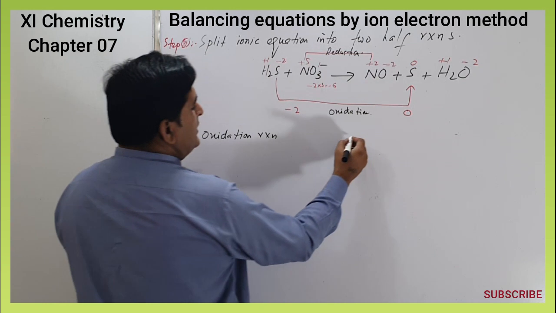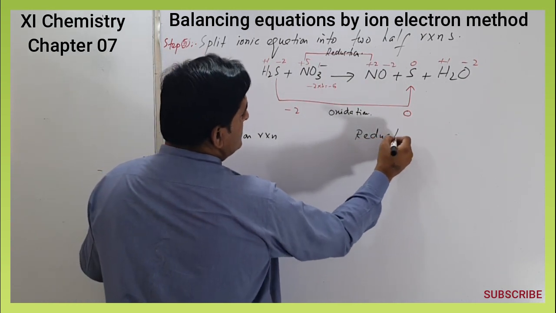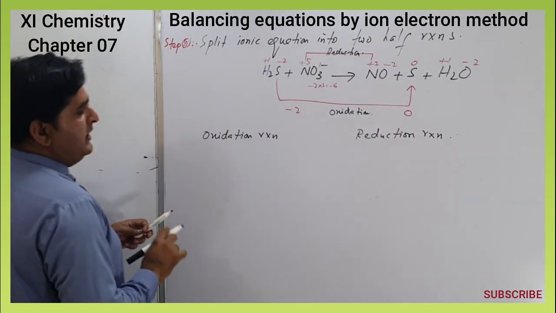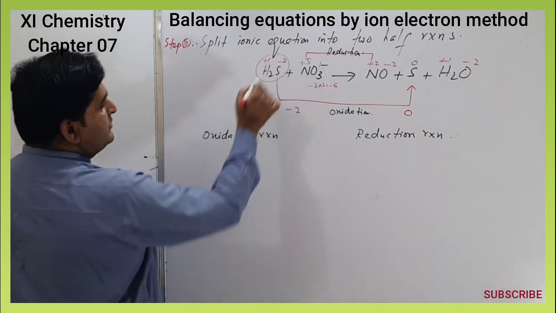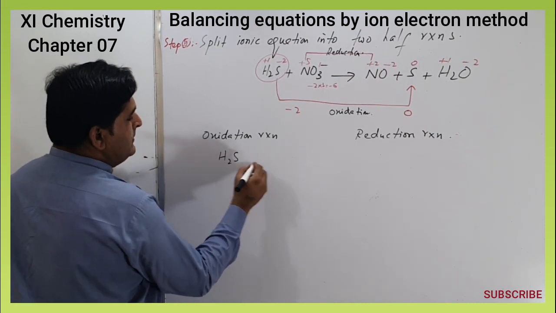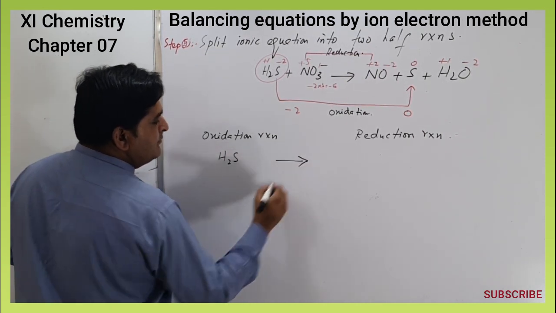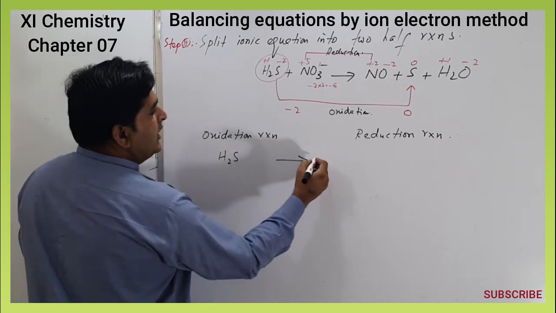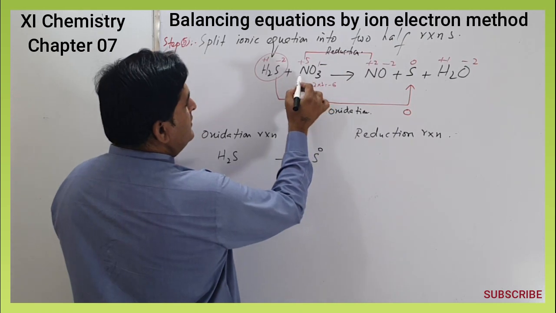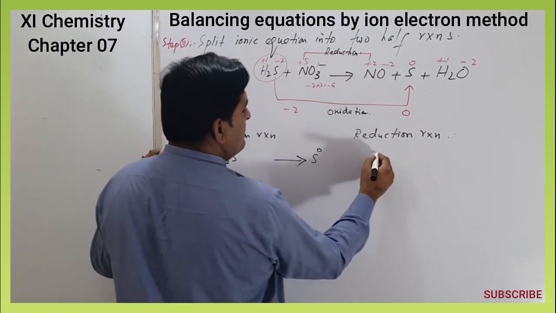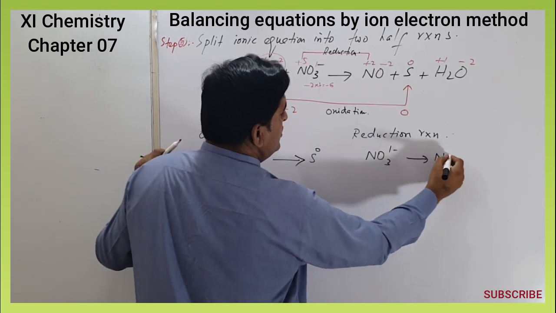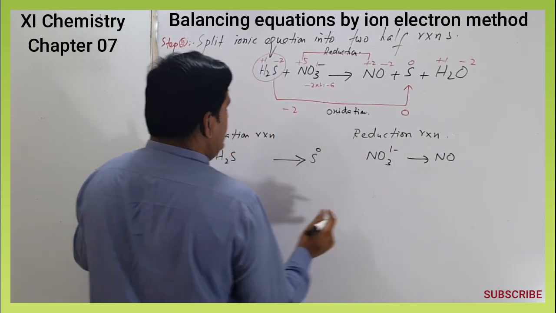Oxidation reaction. Secondly, write the reduction reaction. Oxidation, reduction. And which substance has undergone oxidation? It's hydrogen sulfide. We write here hydrogen sulfide, H2S, and we draw an arrow. And at this side there is sulfur. Which substance has undergone reduction? It's nitrate ion, NO3 1 minus, it became NO. So this is a reduction, this is oxidation.